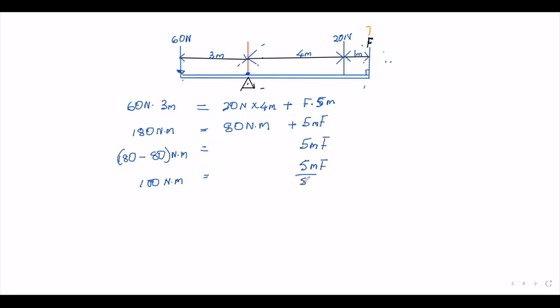Divide by 5 meters on the right hand side. You do that on the left, the basic rule of an equation: what you do on the left, you do on the right. 100 divided by 5, that will be 20 Newton, because the meter will drop with the meter. So it means here we have a force of 20 Newton.